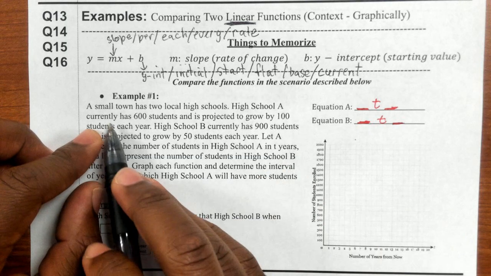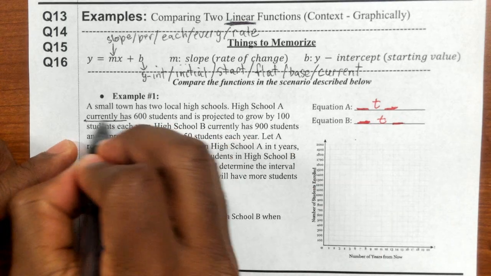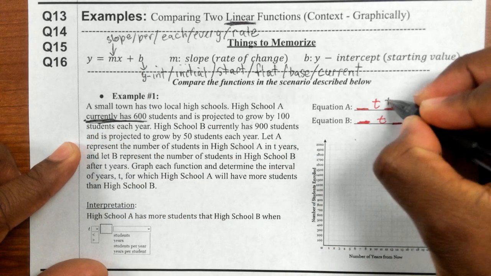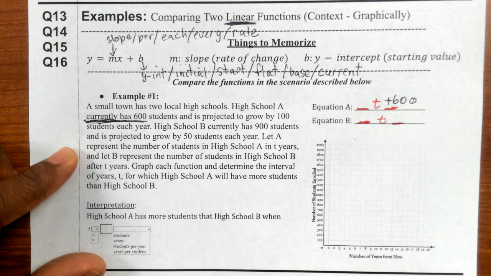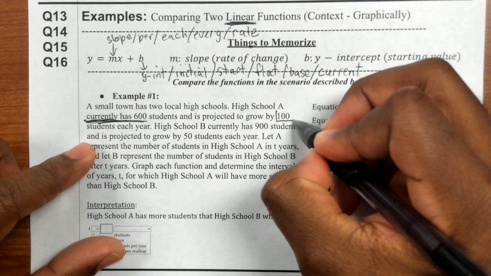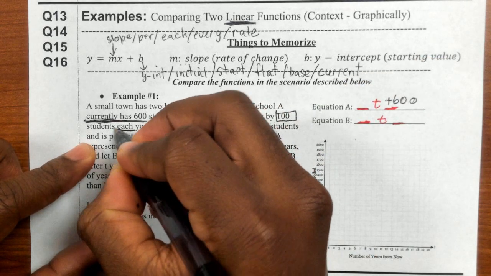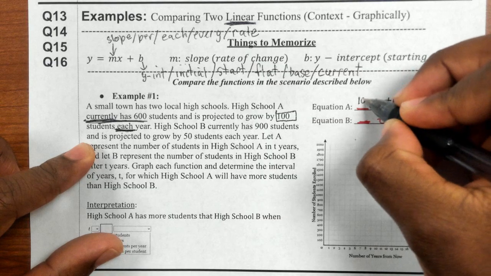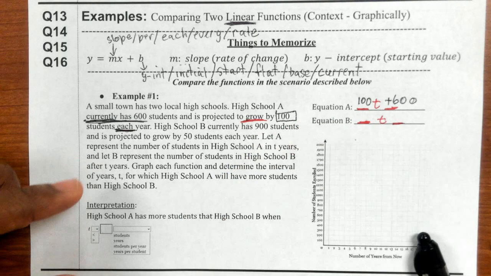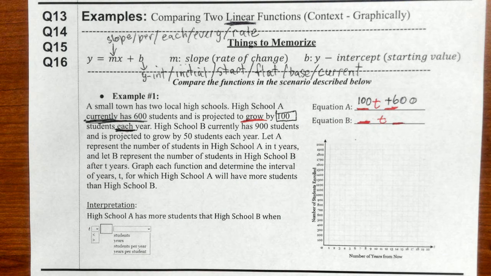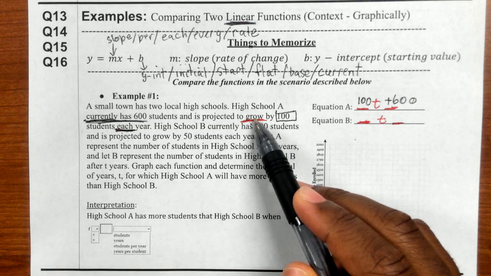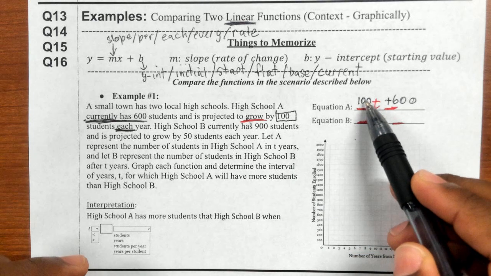So looking at High School A, it says it currently has 600 students. That word current means y-intercept, so my y-intercept would be a positive 600. The slope would be the 100 because of the keyword each. So my slope would be 100. Because it says the word grow, do you think your slope is going to be positive or negative? It's going to be positive, because if I'm growing, I'm getting bigger and bigger, so my slope will stay positive.